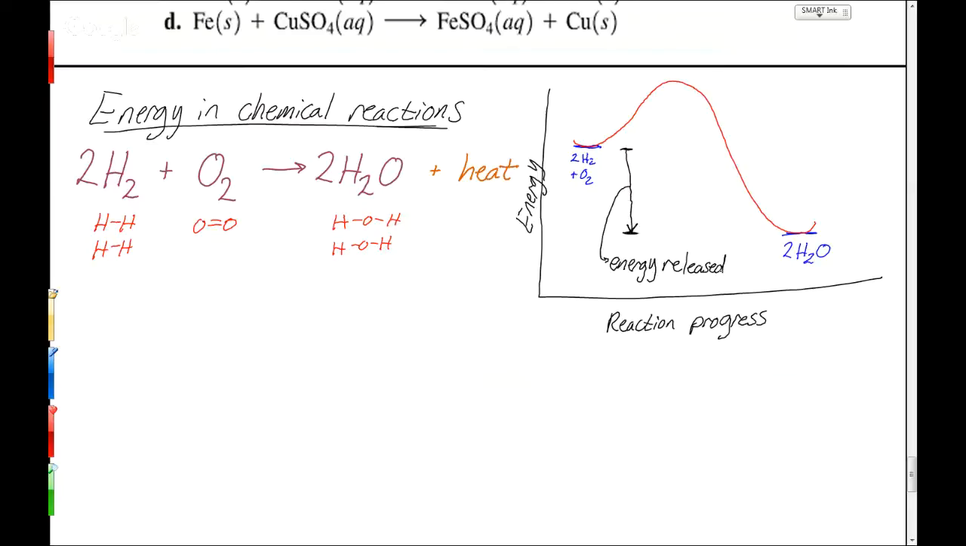There's this little extra hump. It doesn't just go straight down from reactants to the products. Does anybody know what that hump is for? Why do we have to go up in energy before we go down? Well, don't the bonds have to break apart before they join up? Yeah, right. So we have to do something to kind of get this thing started, to start breaking up some bonds.